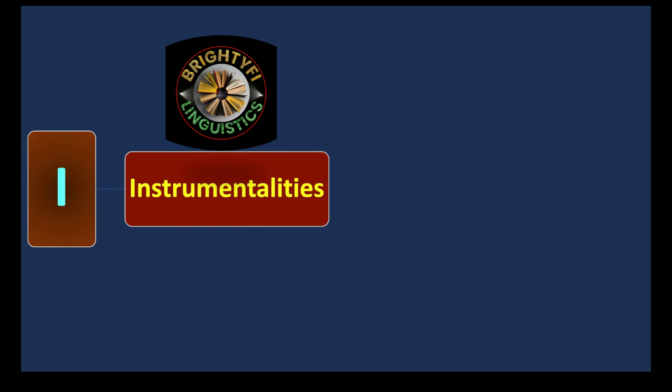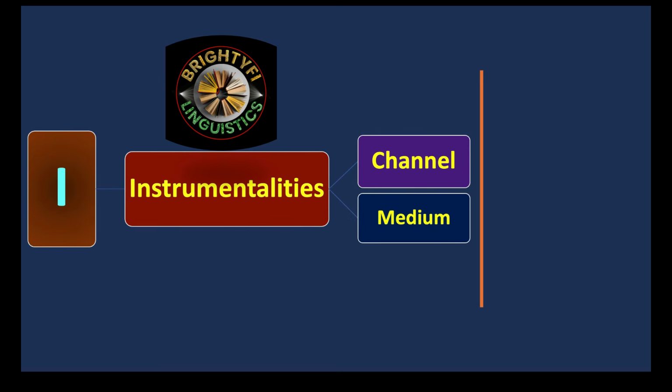Now we continue with this model of language, that is I. It stands for instrumentalities. They refer to channel or medium. When we talk about channel or medium, it means the means through which you want to communicate, through which you want to express and share.